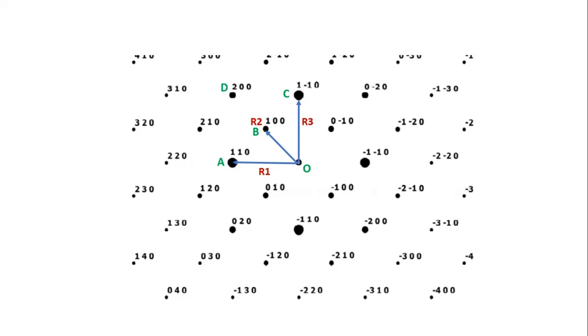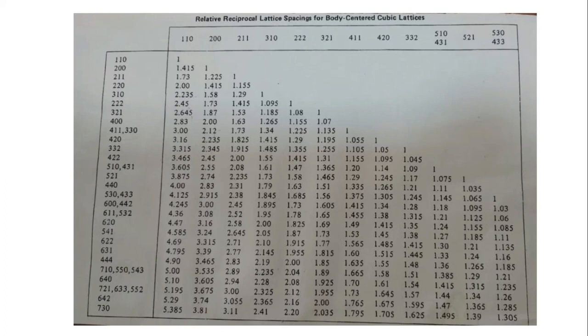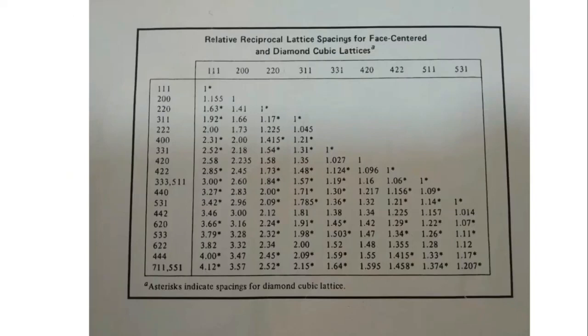Like this you can also index FCC and BCC crystal structures. This chart is for the BCC crystal structure, and this one is for FCC and diamond cubic crystal structures. Based on this chart you can easily see the HKL ratio, and based on this you can also index our crystal system.